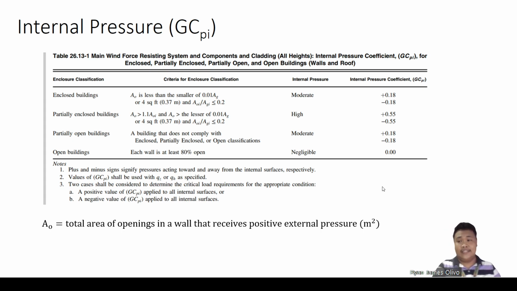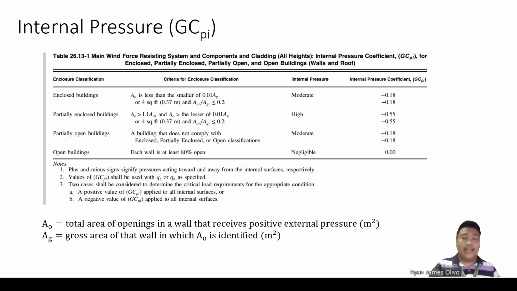AO, this is from ASCE 7-16, Chapter 26, or you can also find it in NSCP Section 207A, in the symbols and definitions part of the code. So as you can see here, that is the area of openings in a wall that receives positive external pressure, meaning this is the opening in which wind may enter. So don't forget AO, in which the wind may enter and create internal pressure in your building, and this is very important in design loads for wind. So that is why I am discussing this.